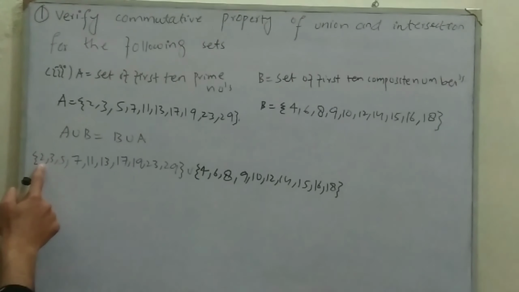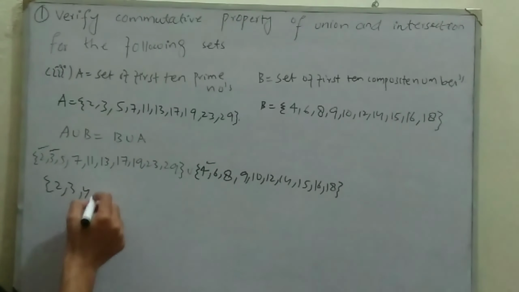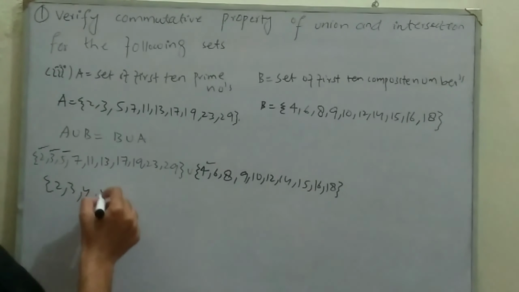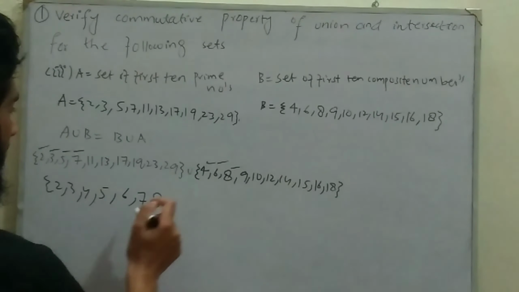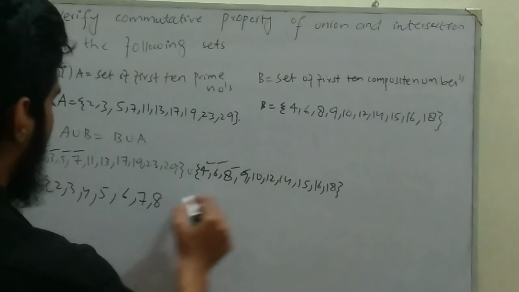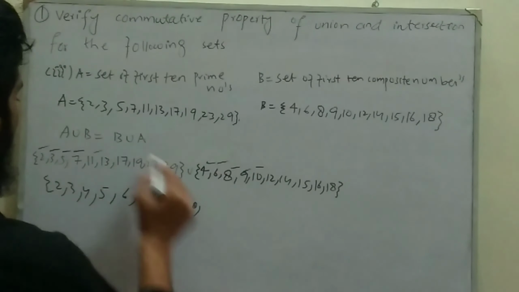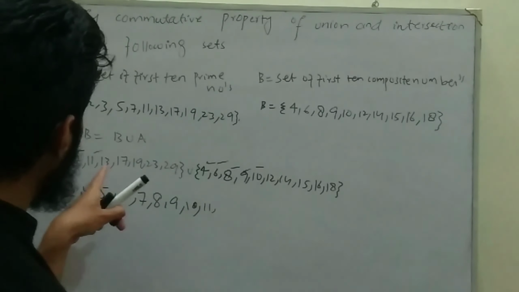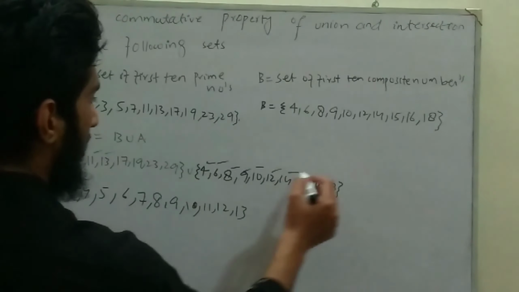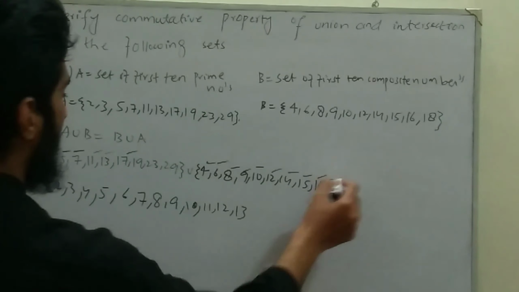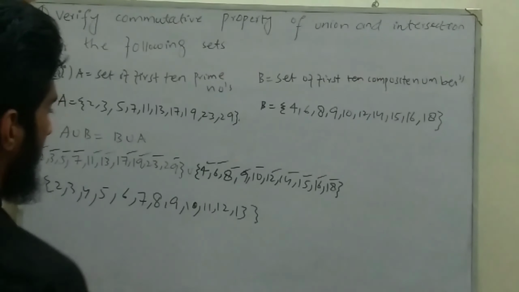So we start here with the least number, 2. So 2, 3, 4, all the numbers which participate in both of these two sets. So 5, and here is 6, and here is 7, and here is 8, and here is 9, and here is 10, and here is 11, and here is 12, and 13, 14, 15, 16, 17, 18, 19, 23, 29. These will be our union. So write these numbers here.